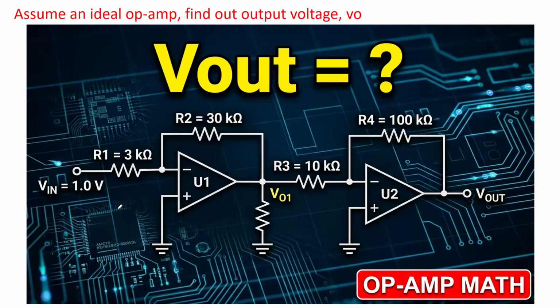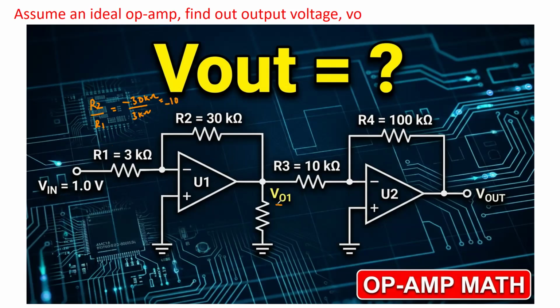Now, what you see here in the first stage of the op-amp U1, if you closely observe, the input voltage of 1 volt is applied to the negative pin of this amplifier. And the closed loop gain of this amplifier is set by the ratio of two resistors, R2 over R1. So you can see that R2 over R1 is basically minus 30 divided by 3 kilo ohm. So that comes out to be negative 10.